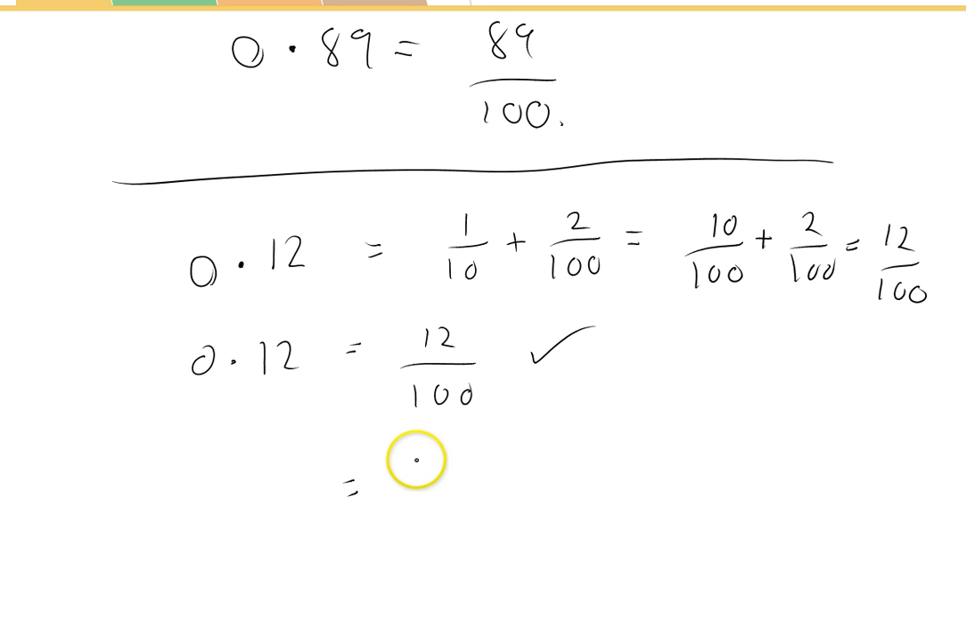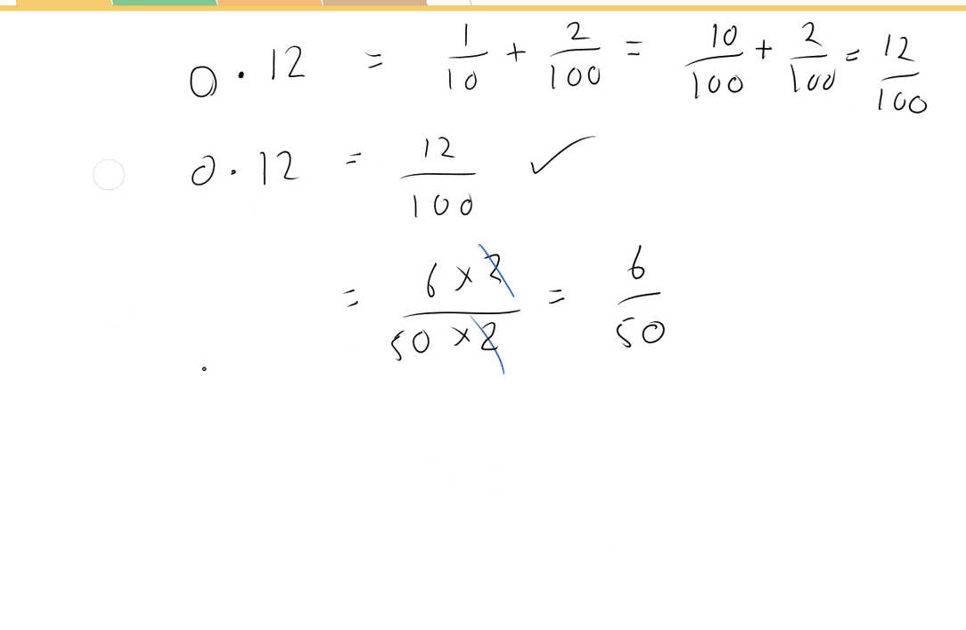it can cancel, because we can say 12 over 100 equals 6 times 2 over 50 times 2. And then we can cancel the 2's. I'll use blue. So we can cancel the 2's, and that's 6/50ths. So straight away we've got a simpler fraction. 0.12 equals 6/50ths. You see, it's not got 100 in the denominator.